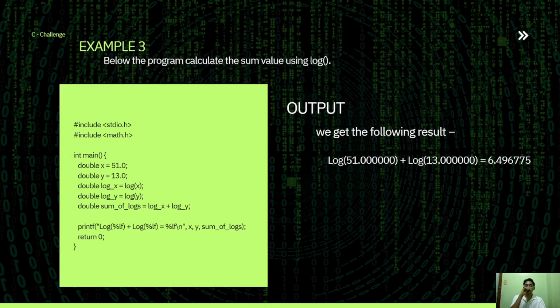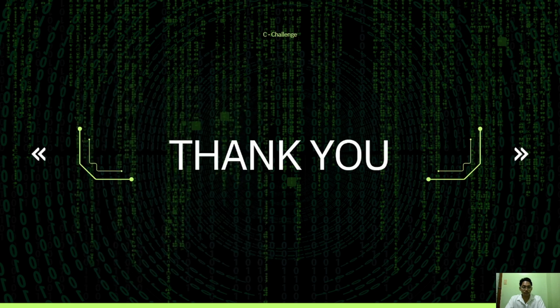Example number 3. The below program calculates the sum by using log. It gets the sum, and we got the result: log of x, where x is 51.000000, plus log of 13.000000 is equal to 6.496775. So that's all. Thank you. Bye.